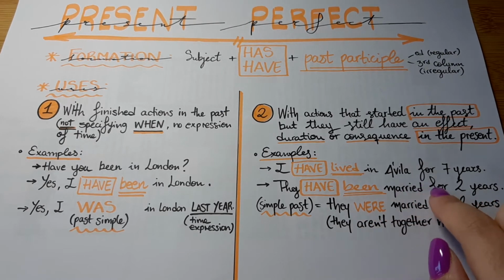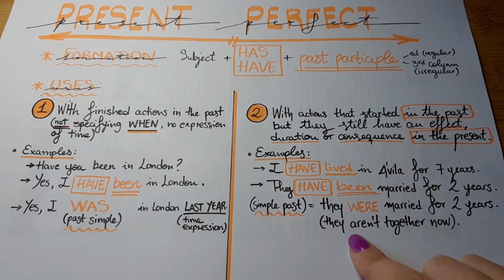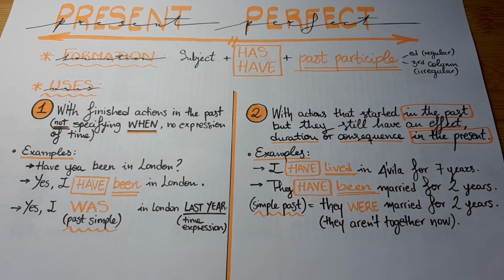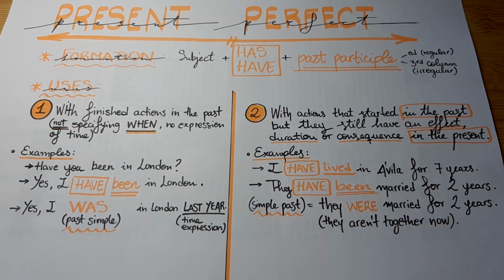They have been married for 2 years. They are still together. But here we say that they were married, but they split up. They broke up. They aren't together now. They are divorced. Okay? That is the difference between past simple and present perfect.